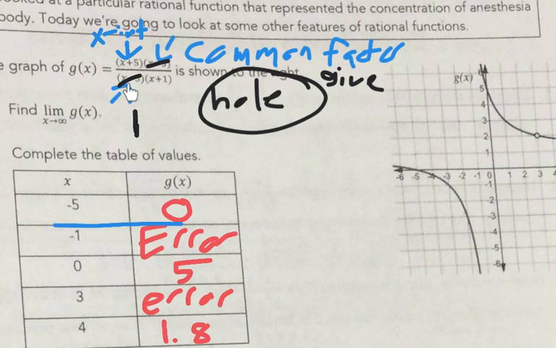So does anyone see another error that could happen in the denominator? What could I plug in that would break this part in the denominator? Negative 1. And what happened at negative 1? Error. But why was there not a hole? You see, there's no hole at negative 1. What is there at negative 1? Vertical asymptote. So why did one denominator error cause a hole and one caused a vertical asymptote?